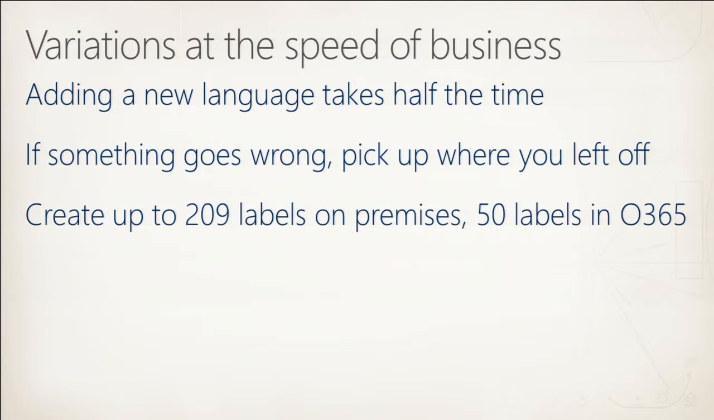So we've heard a lot of feedback about this, that in the past we've talked about, okay, 50 labels is the maximum of what you could create on premises, and variations was not available in Office 365. Now variations is available in Office 365. On premises, you can create up to 209 labels. That's potentially one label for every locale that's supported by SharePoint. So you can dramatically increase the number of labels that you have. And on Office 365, we're keeping around that 50 label limit, but now variations is available.